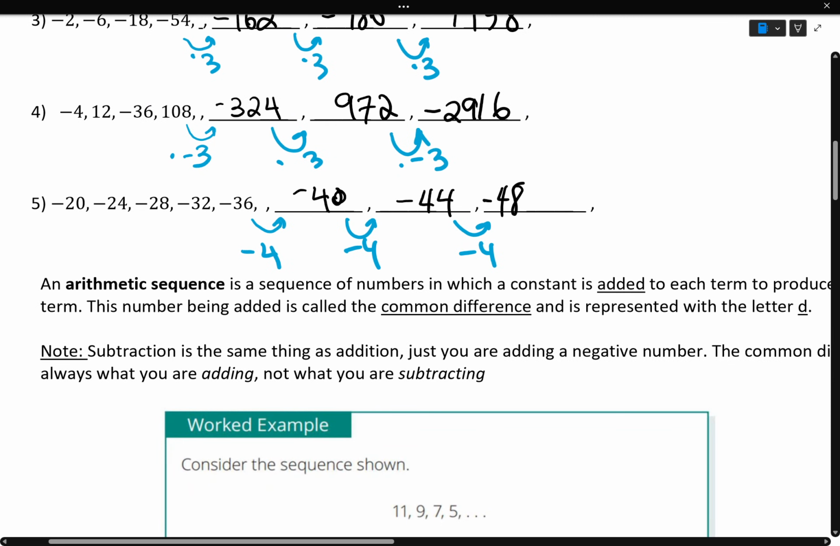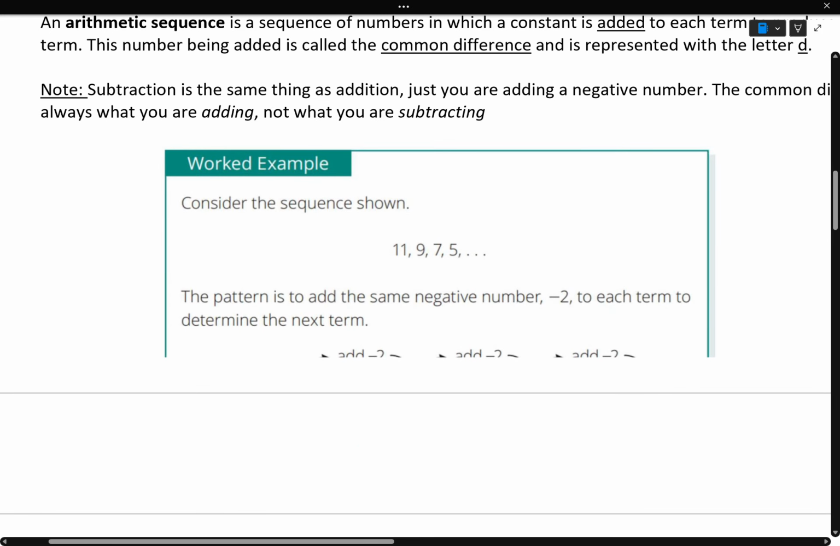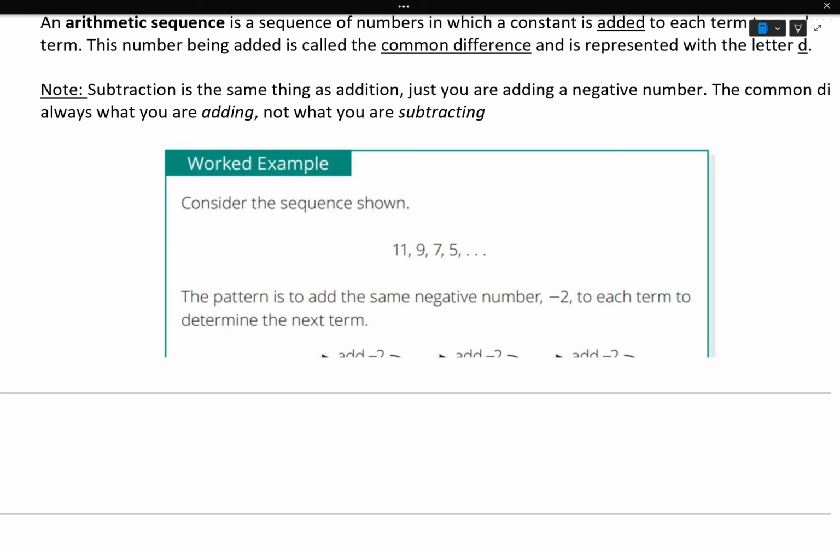Now, subtracting is the same thing as adding, but we're adding a negative number. So subtraction is still an arithmetic sequence. Now, the pattern in arithmetic sequences is called the common difference, and we use the letter D for difference to denote it. So let's take a look. I got a little example that got cut off, but you should see that our numbers are getting smaller in the worked example. That means we are adding negative 2, or if you want to think about it, we are subtracting 2. Therefore, the common difference is minus 2 or negative 2. So those are synonyms.